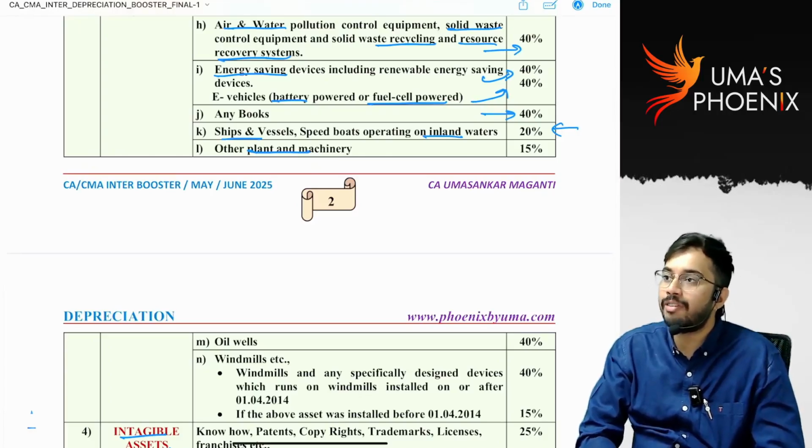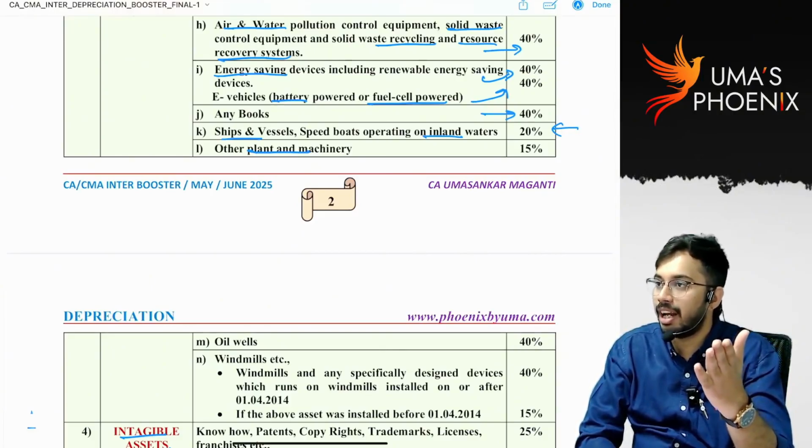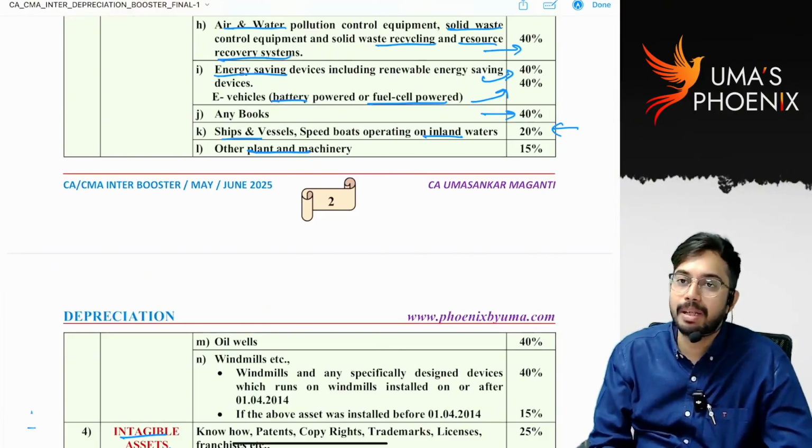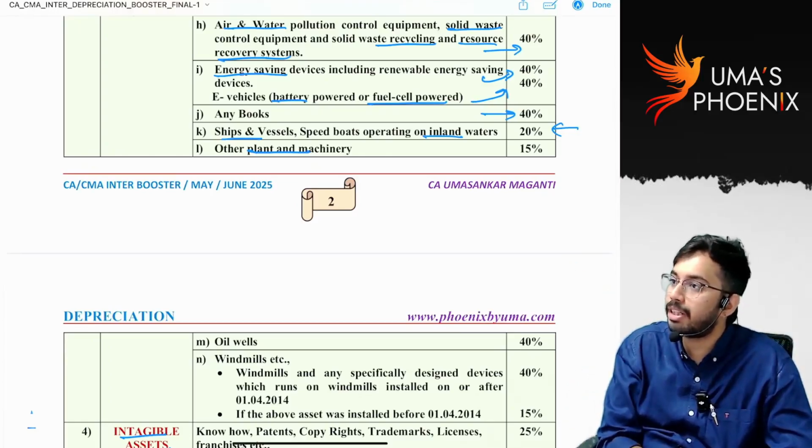Is there any rate of depreciation mentioned for that camera? No, right? It is plant and machinery, right? On that I will apply a 15% rate of depreciation. There is a projector. Is there any rate of depreciation mentioned for the projector?